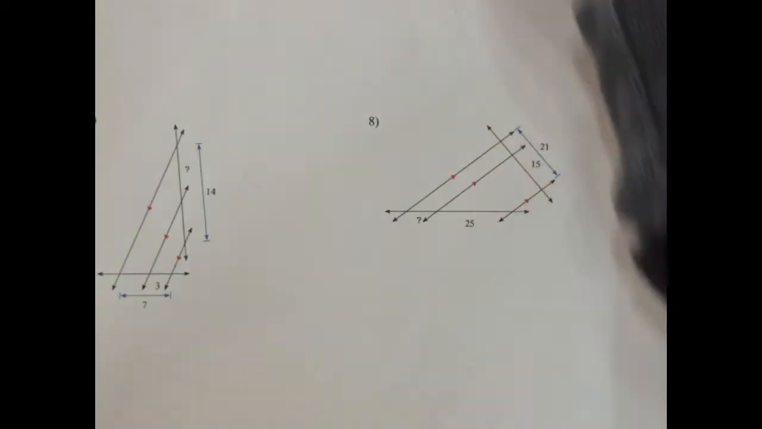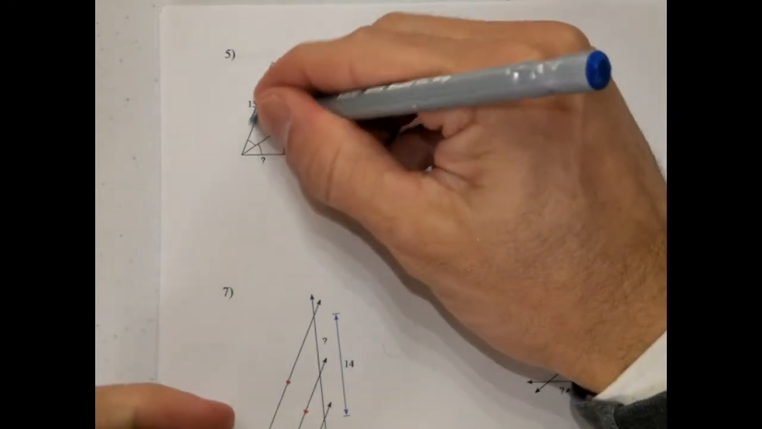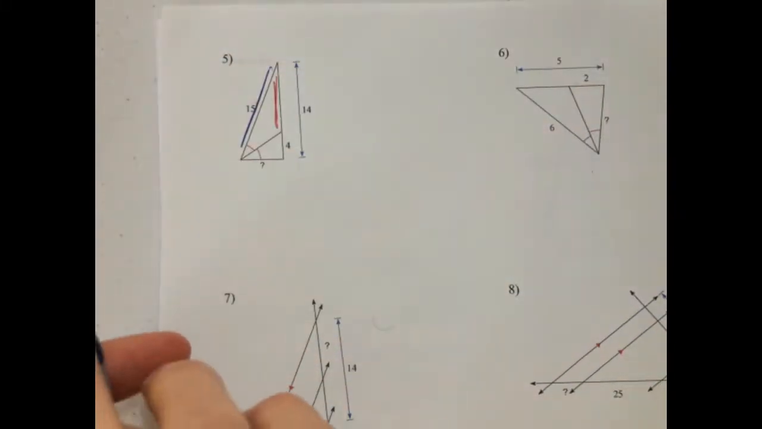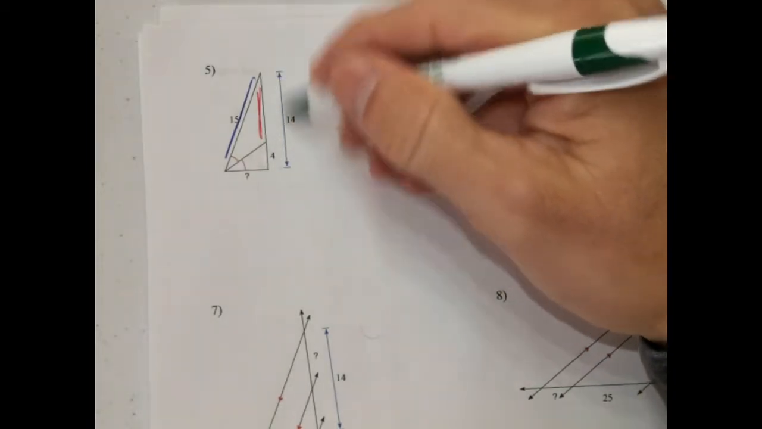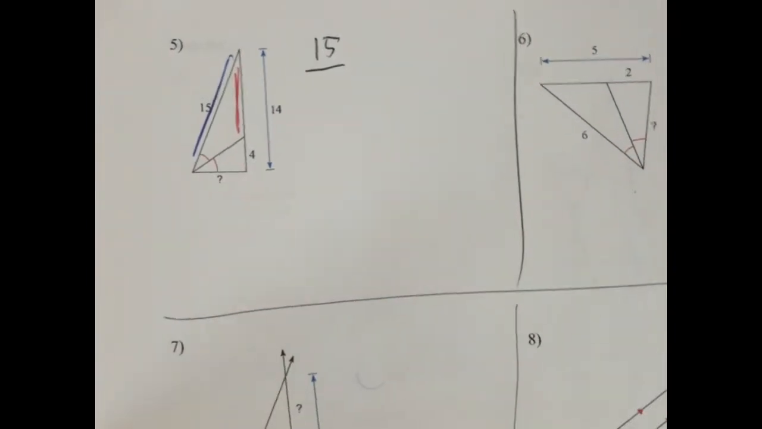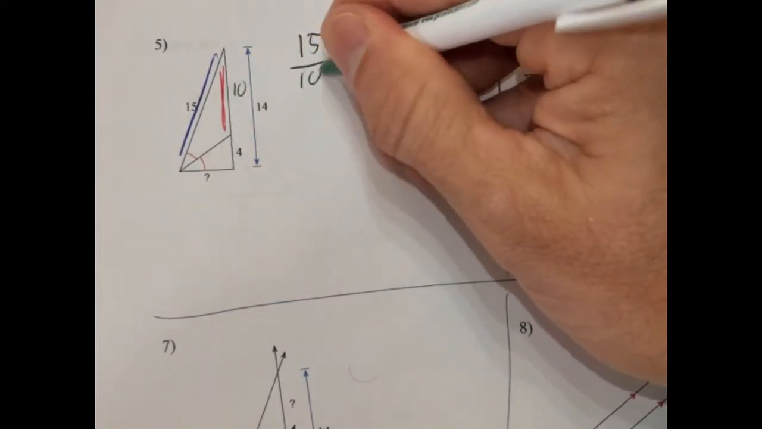So this is like the 3rd example that we did. So let's go ahead and label these. So blue over red. Now you'll notice we don't know what the red is here. 15 over something. But we know this whole thing is 14. This is 4. Let me zoom in here. So if this whole thing is 14 and this is 4, this has to be 10. So 15 over 10 equals blue over red.